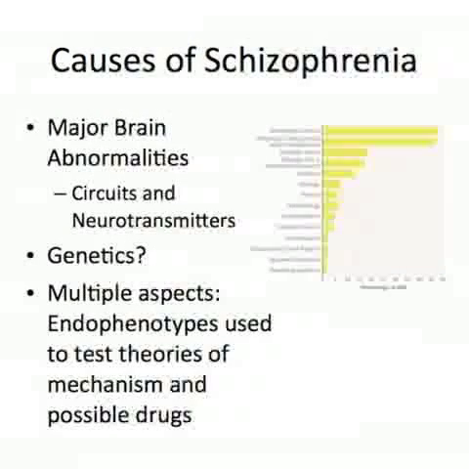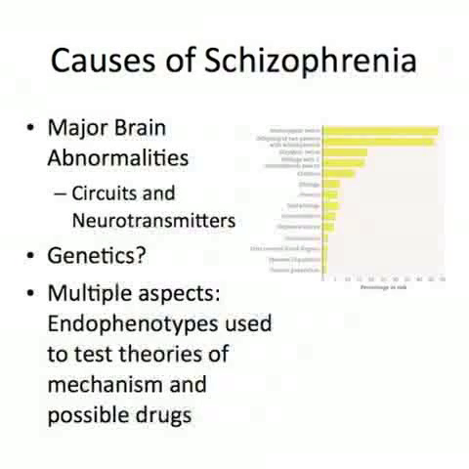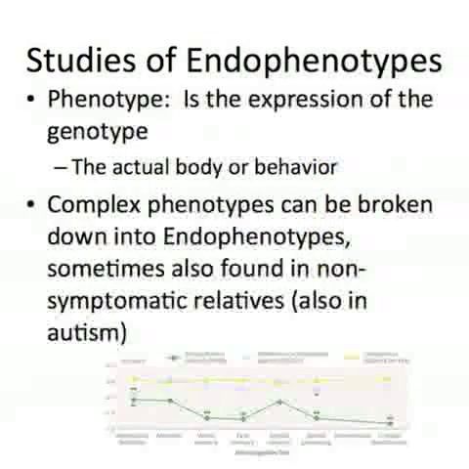Of all the mental disorders, psychotic disorders come closest to a medical model of illness. We know that there are strong genetic components to schizophrenia. There are major brain abnormalities in the circuits, thinning of the cortex, and we know that there are multiple aspects of the disease that might be treated by different drugs or that might be inherited independently within families. We call these individual aspects of a complex disorder endophenotypes.